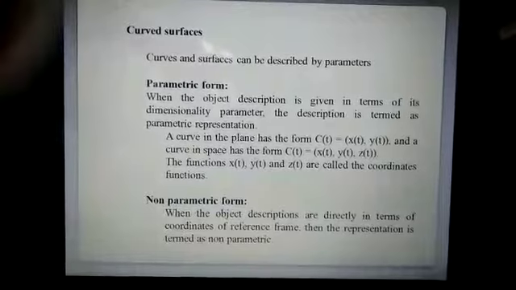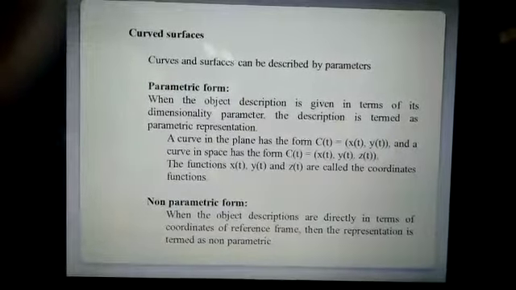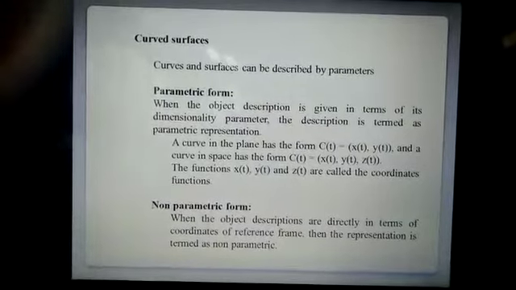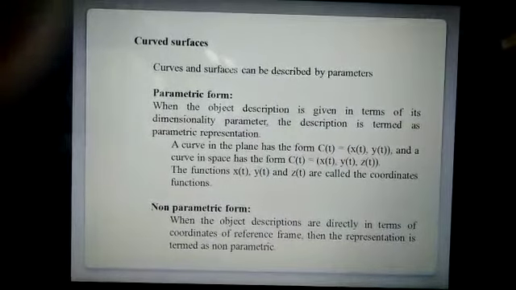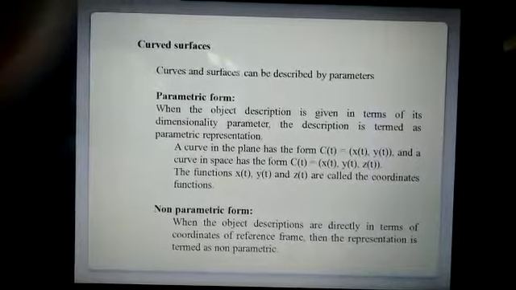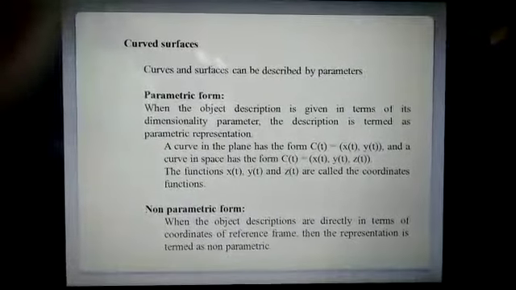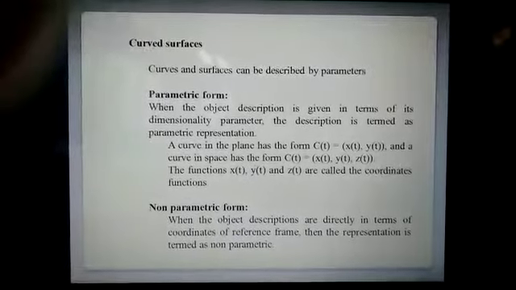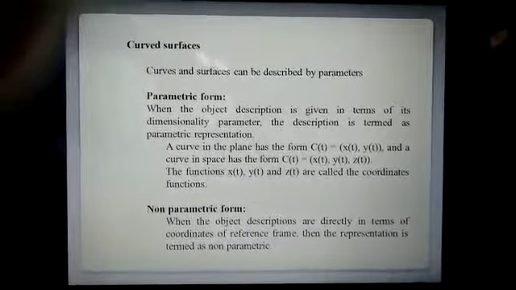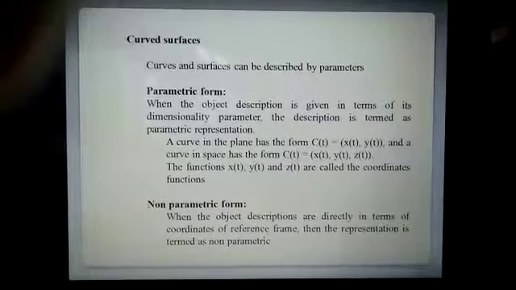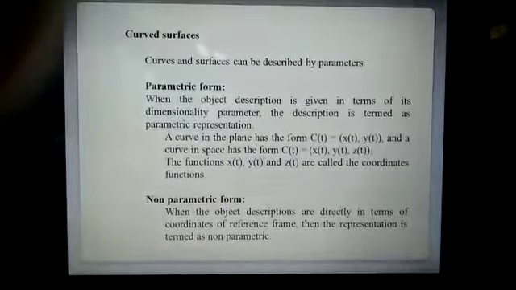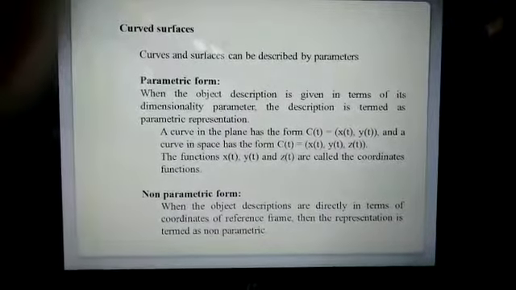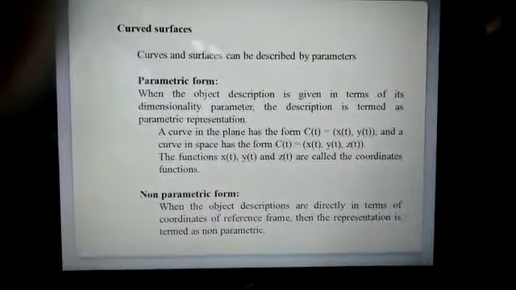Coming to the curved surfaces, we have the parametric form of a curve, which expresses the value of each spatial variable for points in the curve in terms of an independent variable u, such that x is equal to x of u, y is equal to y of u, and z is equal to z of u. We can also define the other form, the non-parametric form, where we define the object descriptions directly in terms of coordinates, that is x, y, and z.